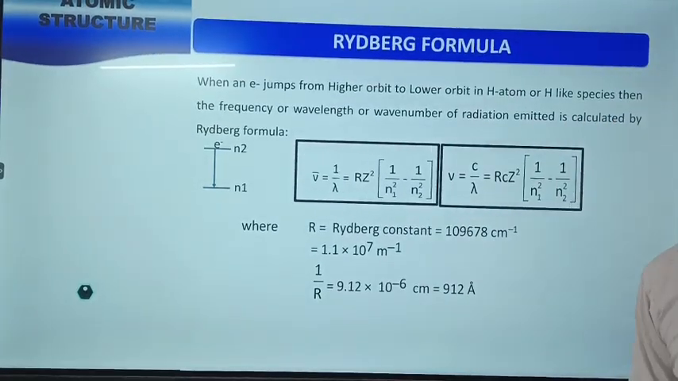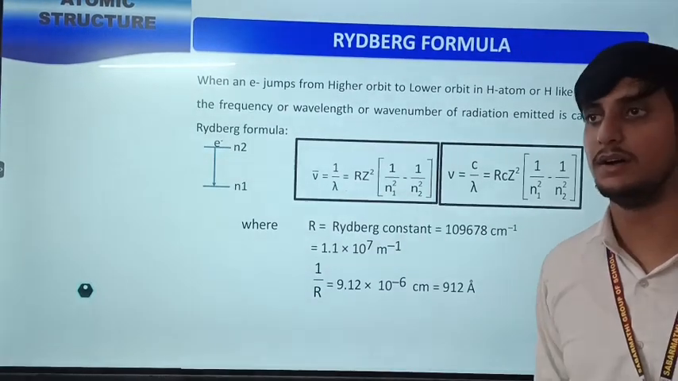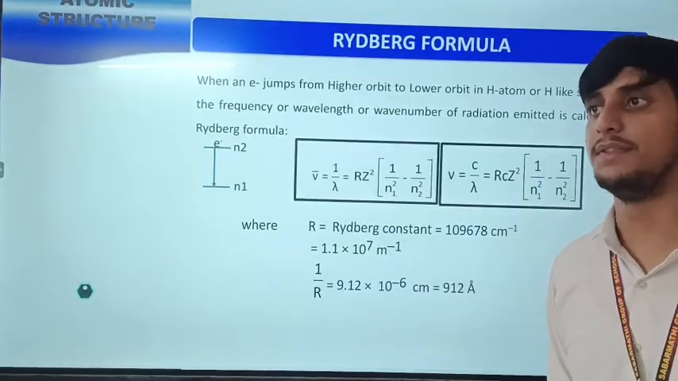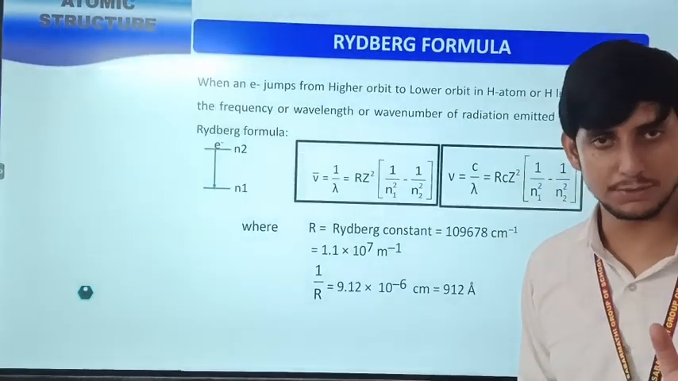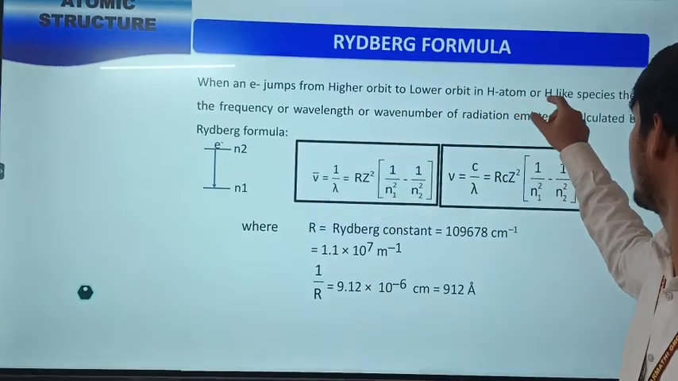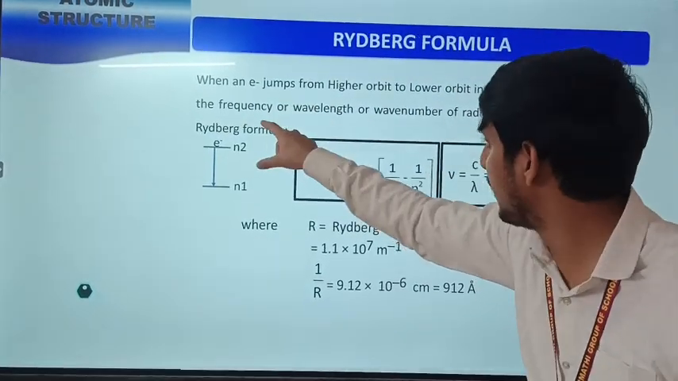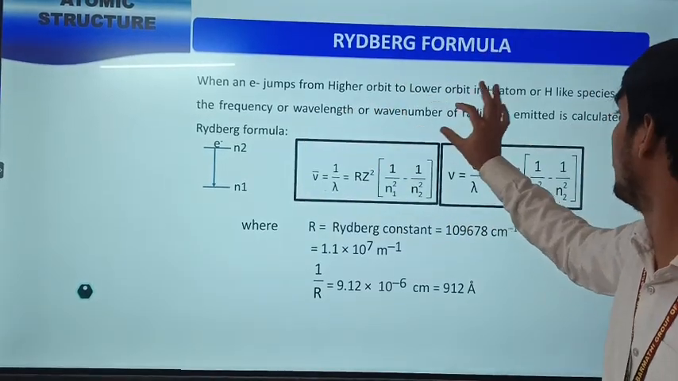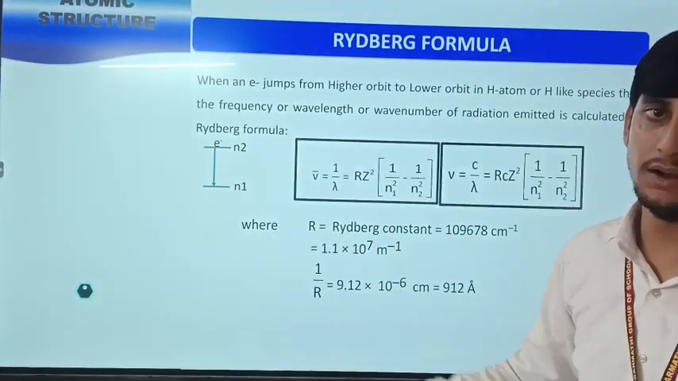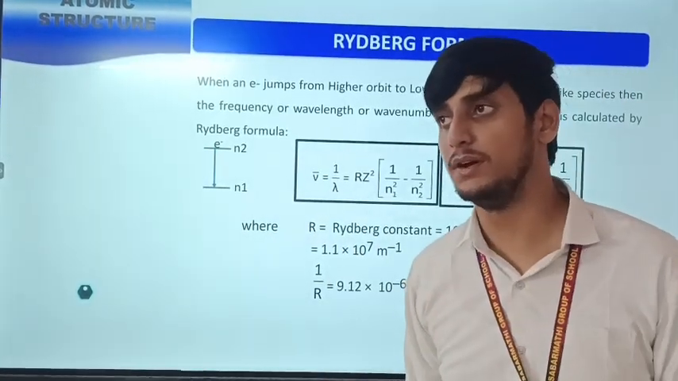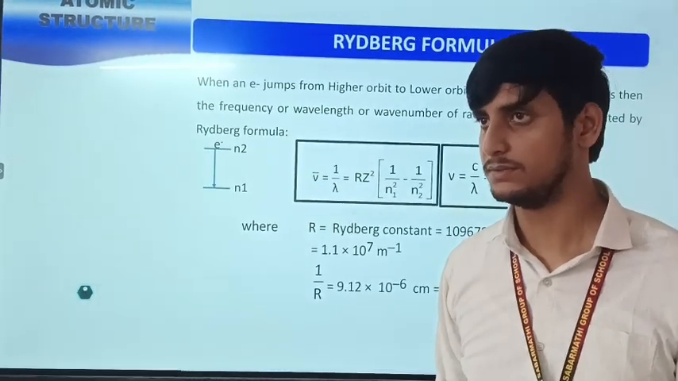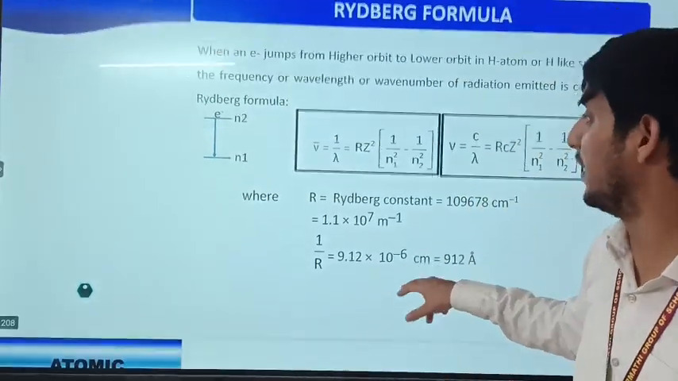Rydberg formula. He gave the formula for calculation of the wavelength associated with the electrons, right? When electrons jump from a higher orbit to a lower orbit in a hydrogen atom, then the frequency, wavelength or wave number of radiation is calculated by the Rydberg formula. Each electron transition is associated with a wavelength, wave number, and frequency, right? What is the formula?